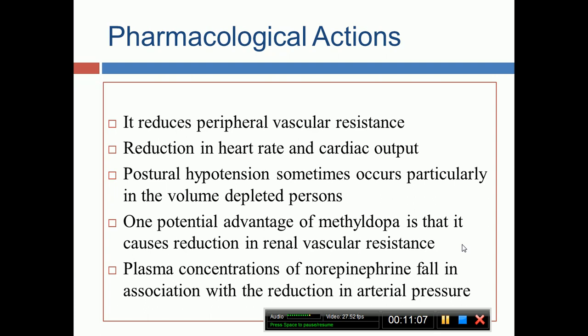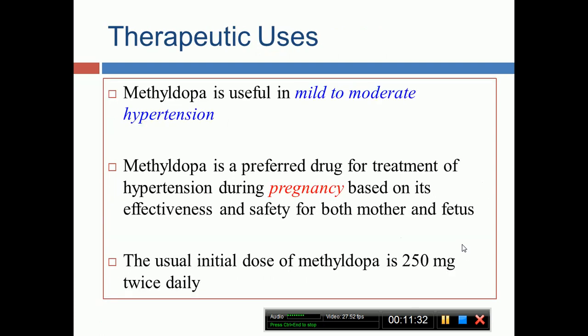The potential advantage of methyl dopa is that it causes a reduction in renal vascular resistance. So ultimately renal vascular resistance is decreased. It means that the renin angiotensin system won't be activated further. Plasma concentration of norepinephrine falls in association with the reduction in arterial pressure.